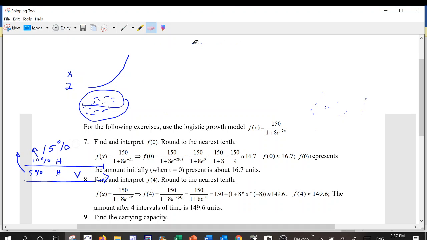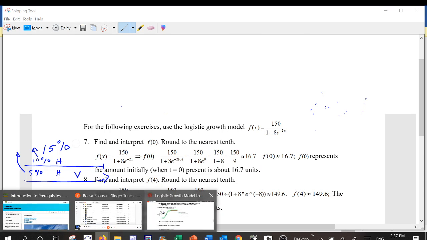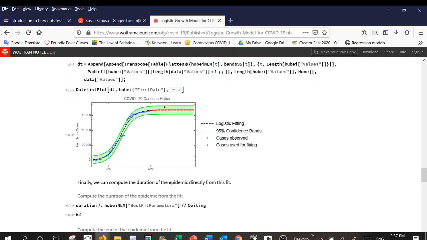I know it's hard on many people, but the government's supposed to take care of basic needs until we can get out of these crises. But that's the idea of logistic growth. So, and I show you, this is the graph of the Hubei, China, and that's how the number of cases were increasing.